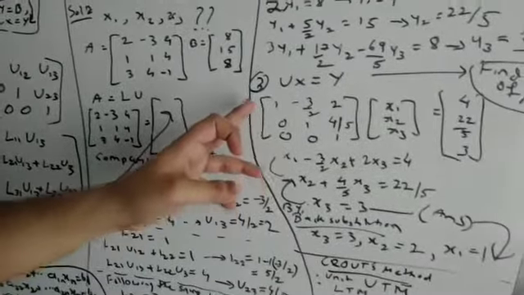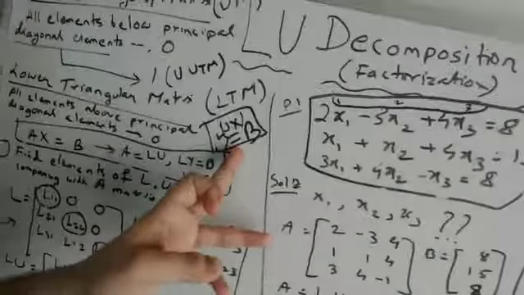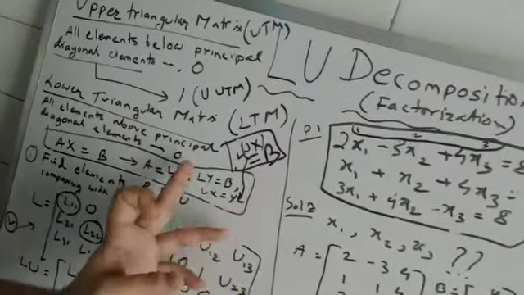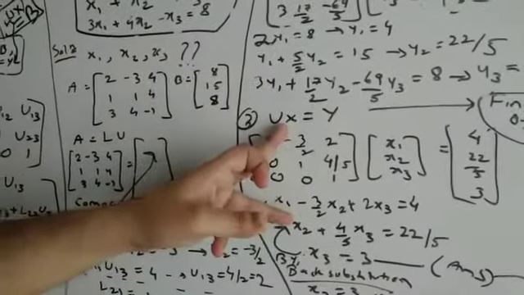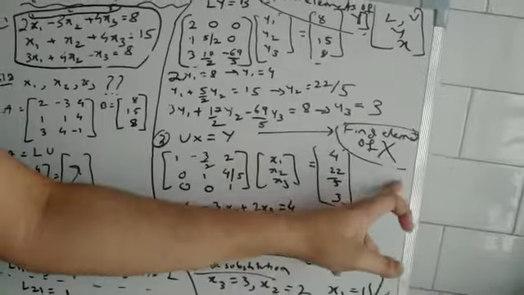Fine. So what is the third step? Third step is Ux is equal to y, right? Because we have put here Ux as y. That's why we get Ly equal to B. So last step is to find the elements of x. This is our aim, right? To find the elements of x.